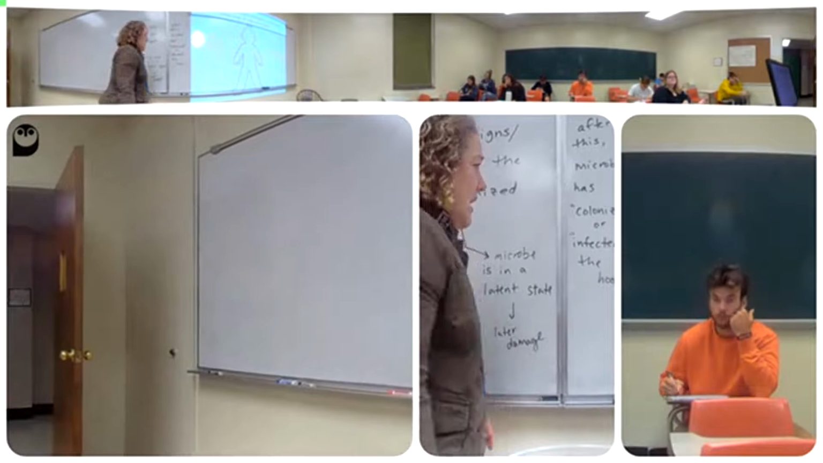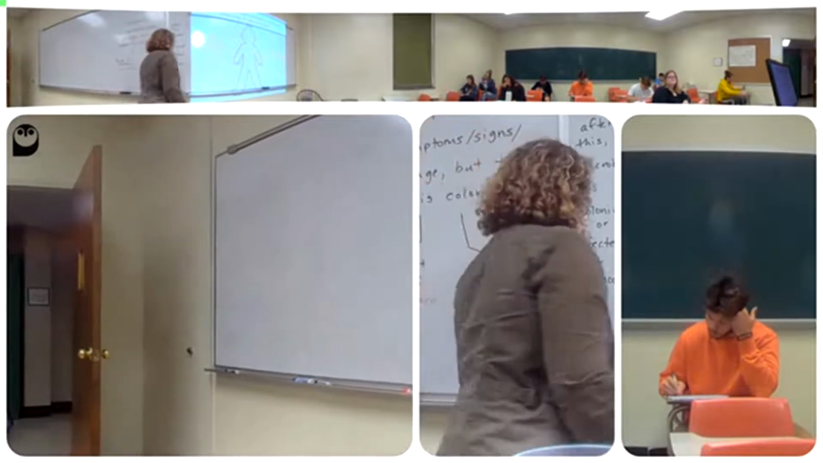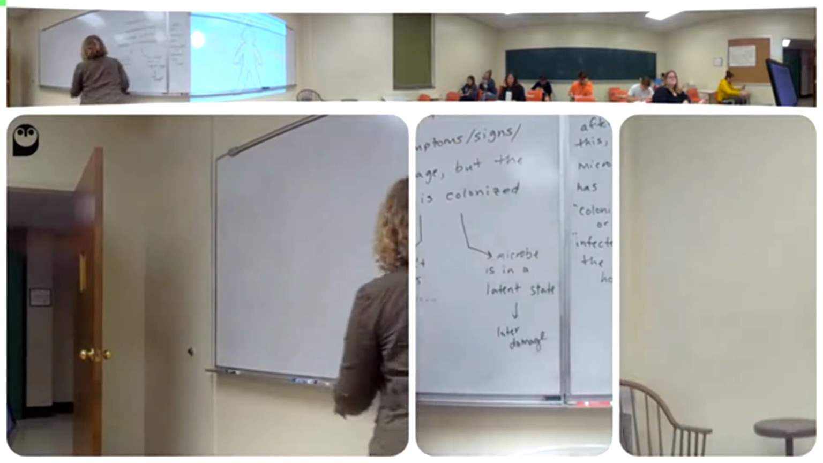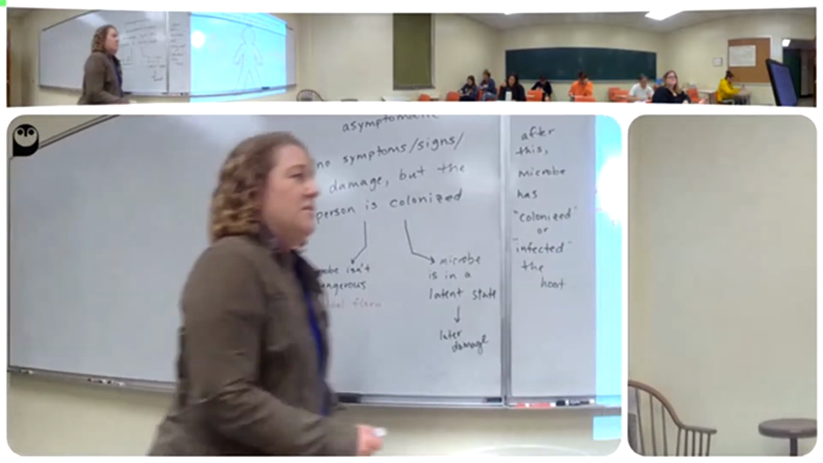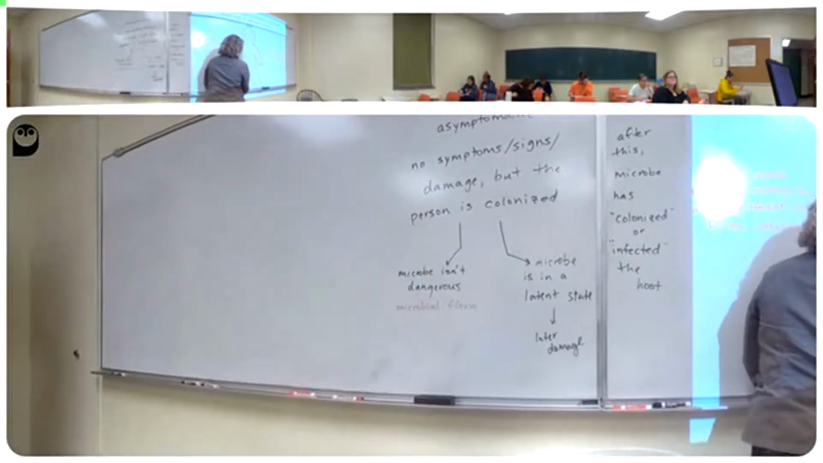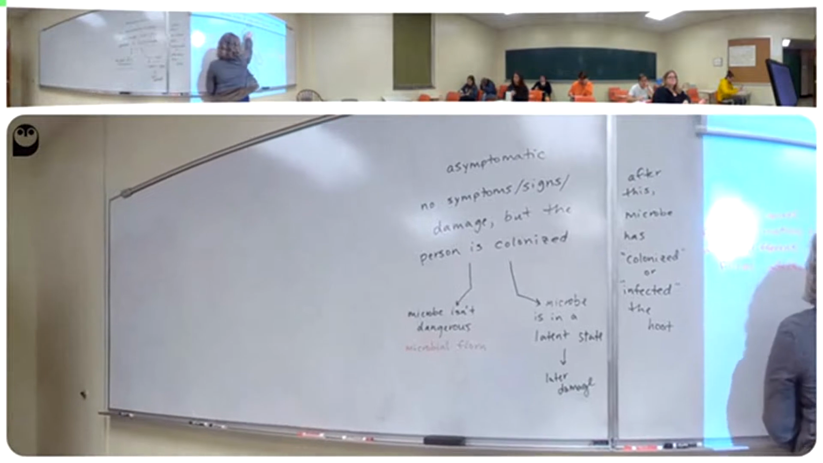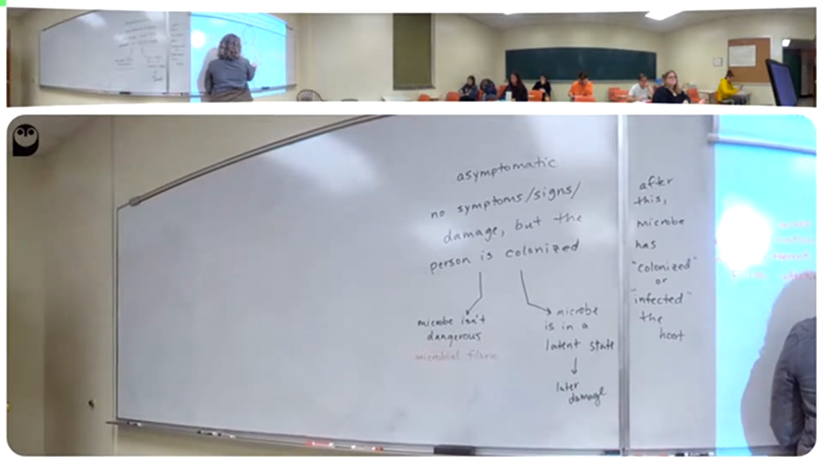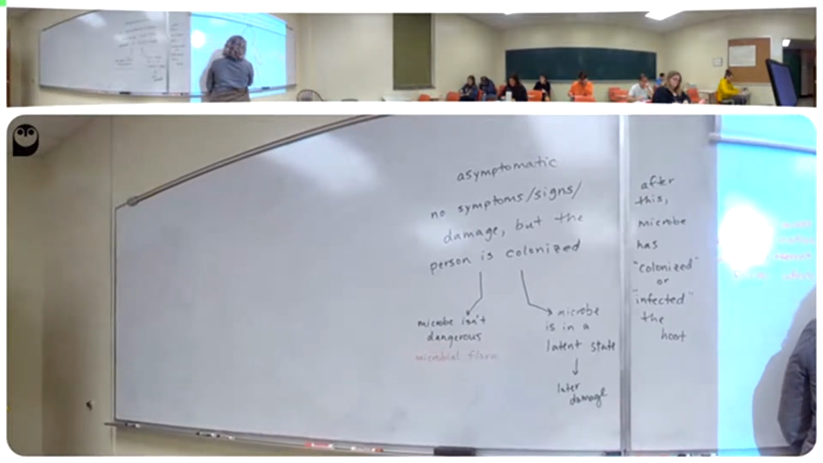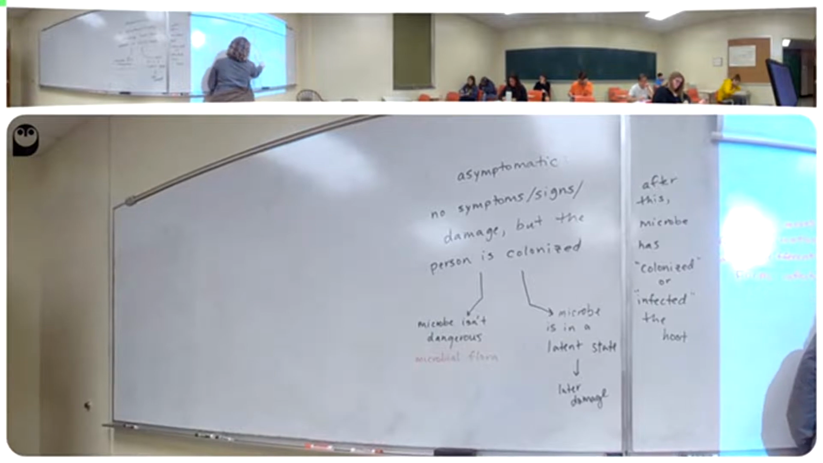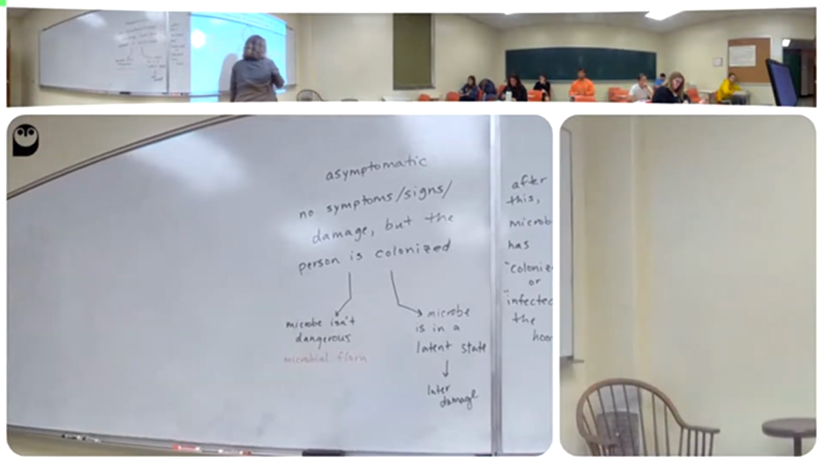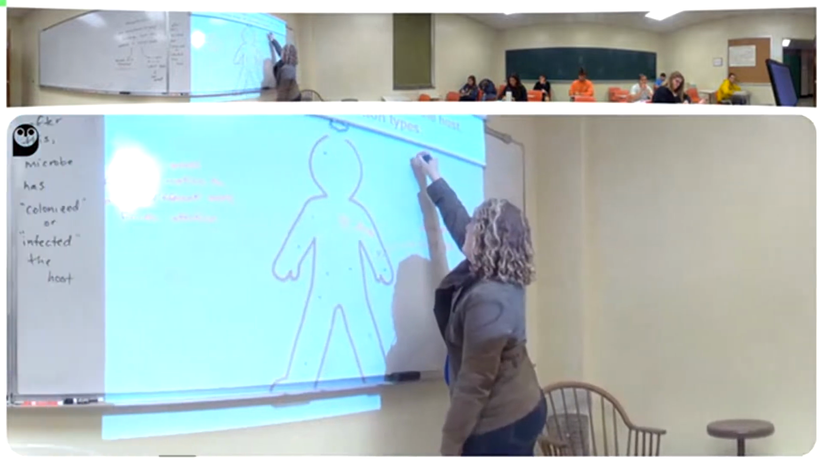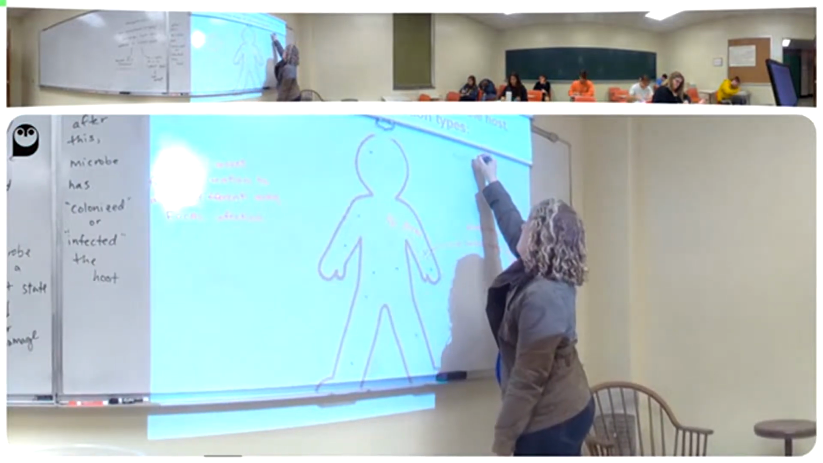Focal infection. And then if you have the microbe all over the body in multiple locations, not just one or two, so you've got it here, here, everywhere, your liver, all over the place, we call that a systemic infection.